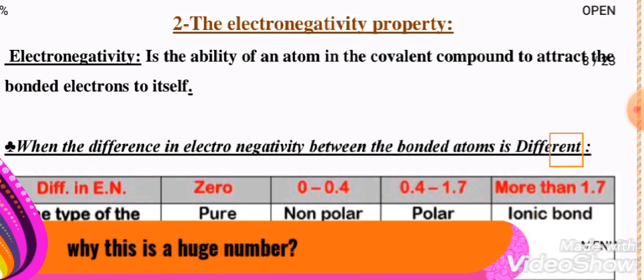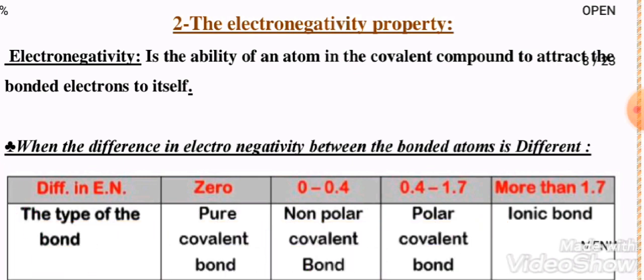But why is this a huge number to form a bond? This is because of the great gap, or the large distance, between the metal and non-metal. We know that an ionic bond forms between a metal and a non-metal. The huge distance and gap between a metal in group 1A and a non-metal in group 7A make a large electronegativity difference between them. This is the way to form an ionic compound.